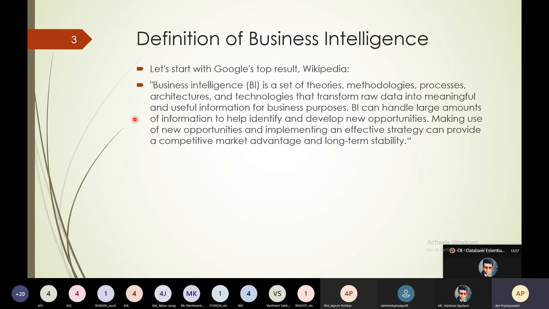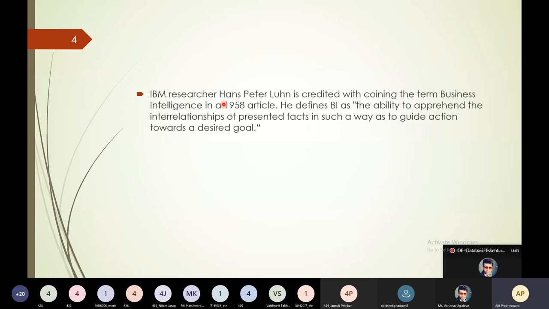IBM researcher Hans Peter is credited with coining the term business intelligence in a 1958 article. He defines BI as the ability to apprehend the interrelationships of present facts in such a way as to guide action towards the desired goal. It is one of the definitions mentioned in the 1958 article by Hans Peter.